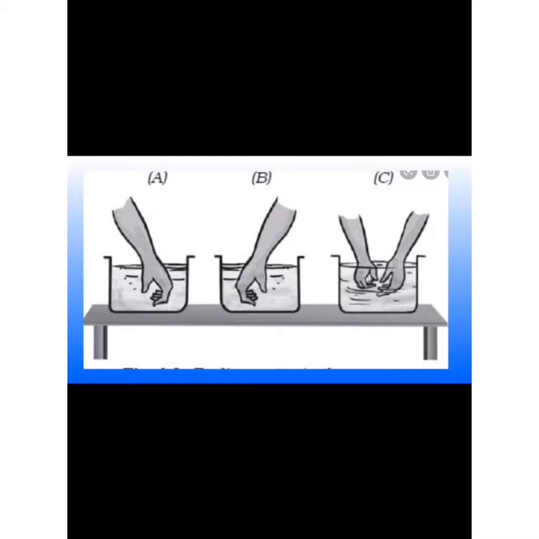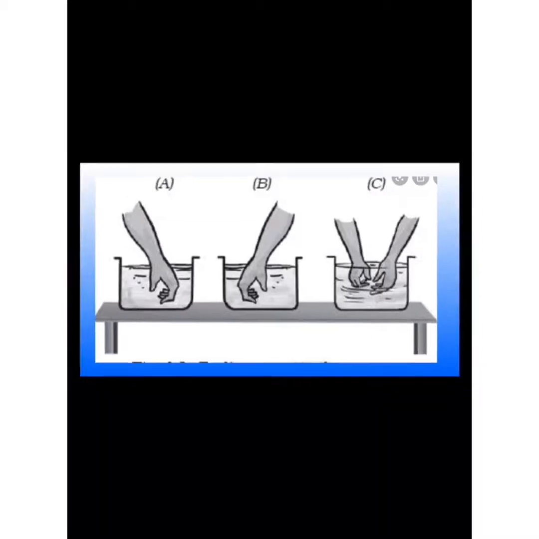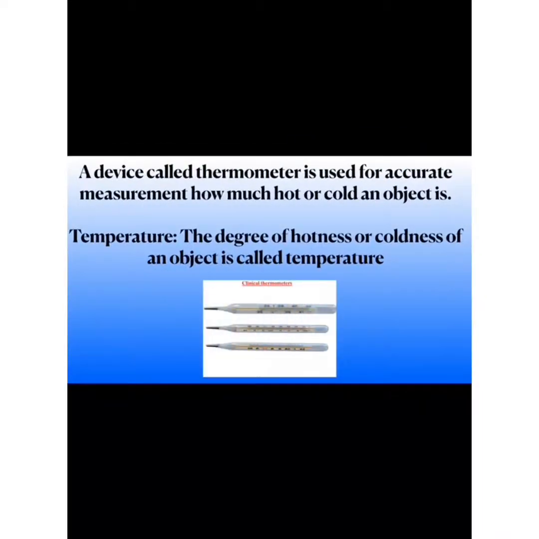Now put your hands in vessel B. Your right hand feels now warm and left hand feels cool, though the water is neither hot nor cold, it is normal. It means our sense of touch is not always reliable. We can't believe our sense of touch. A device called thermometer should be used for accurate measurement of how much hot or cold an object is.